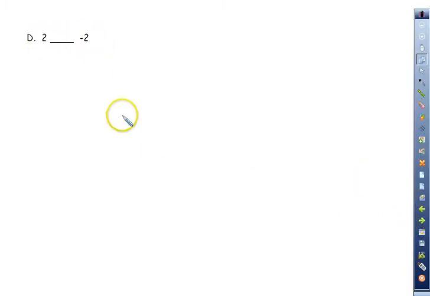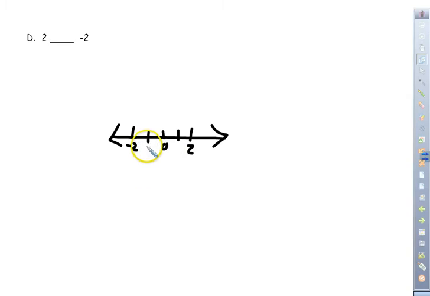2 and negative 2. Here's my 0, 1, 2, 1, 2, which would be negative 2. Which one is further to the left would be my negative 2, so it is less than. So 2 is greater than negative 2. Remember, the larger part always goes towards the larger number. The small little point points to the smallest number.